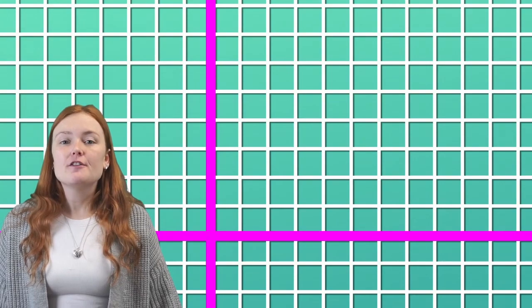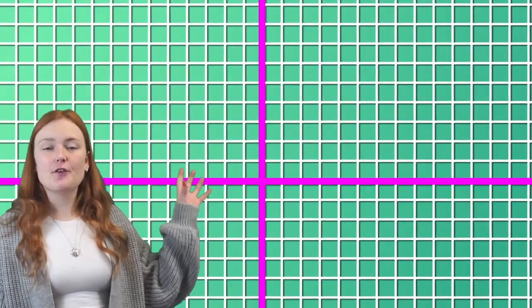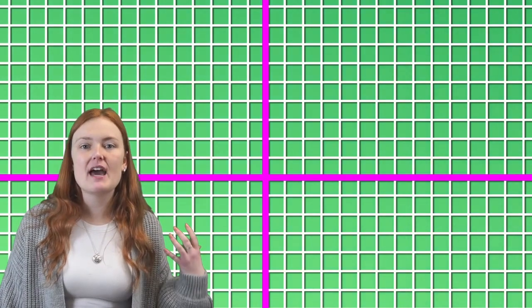Sometimes you can have 4 quadrants. That means there's 4 quarters of the graph. So this means it goes into negative numbers as well on the x and the y axis.